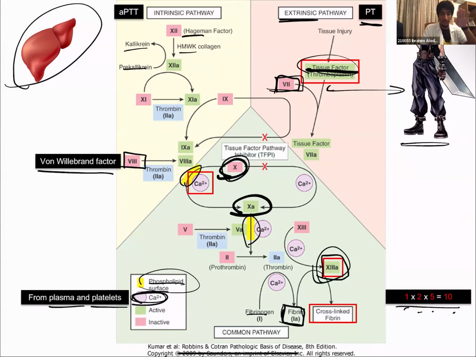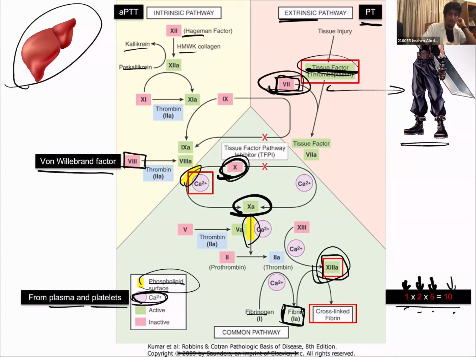In short, the extrinsic pathway and the intrinsic pathway both get activated when there's bleeding that needs to be stopped. They converge at the common pathway and form a fibrin plug. The factor that's necessary in the extrinsic pathway is factor 7. That's the only factor in the extrinsic pathway. The factors of the common pathway are factors 1, 2, 5, and 10. 1 times 2 times 5 equals 10.